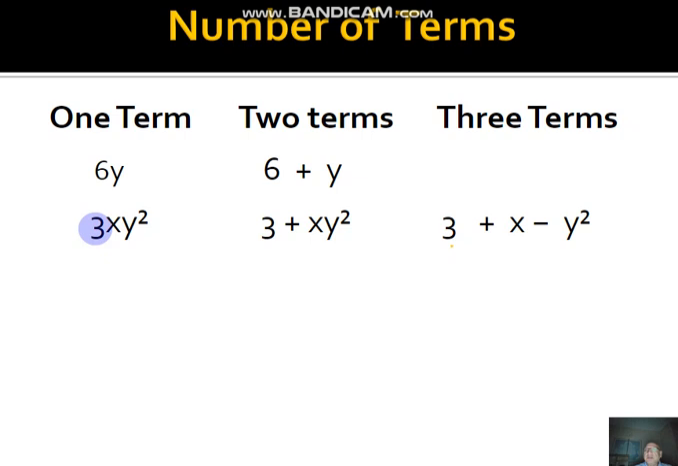The second example, 3 multiplied by x multiplied by y squared. This is 1 term. If I separate 3 from xy squared by plus or minus, it becomes 2 terms. 3 plus xy squared is 2 terms. If I separate x from y squared by minus here, it becomes 3 terms. 3 plus x minus y squared is 3 terms.